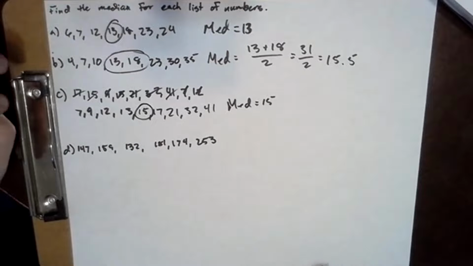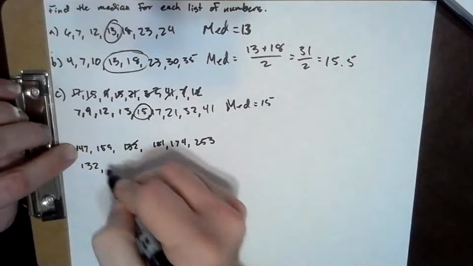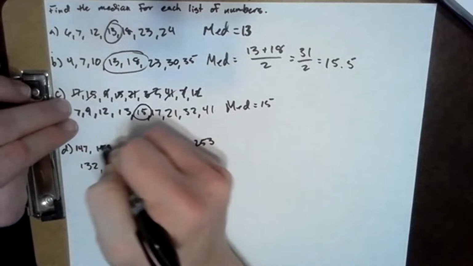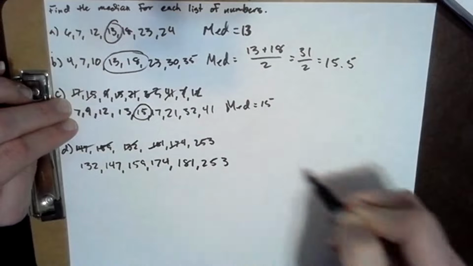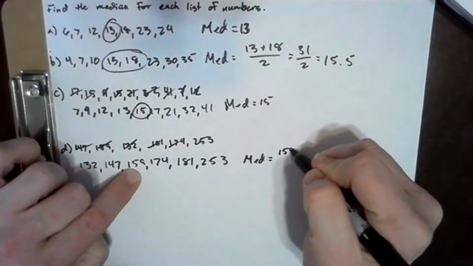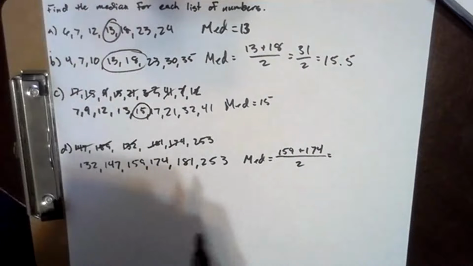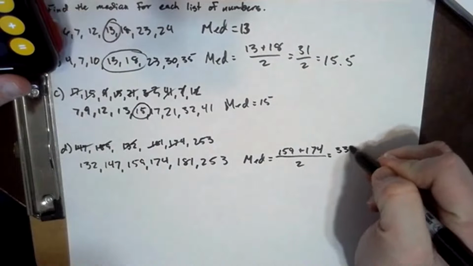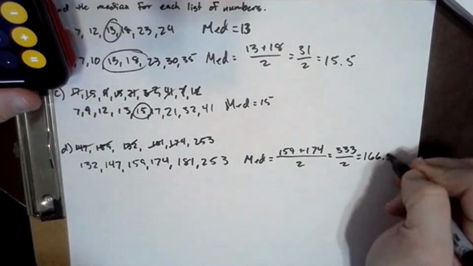Here we clearly have 6 numbers. We need to put them in order again. The smallest is 132. Next, 147, 159, 174, 181, and 253. So the median, since there are 6 values, is going to be 159 plus 174 divided by 2. 159 plus 174 is 333. Divide that by 2, and we get 166.5. There's our median.